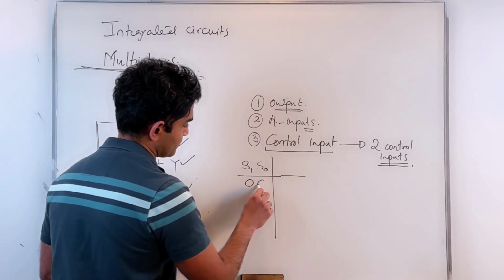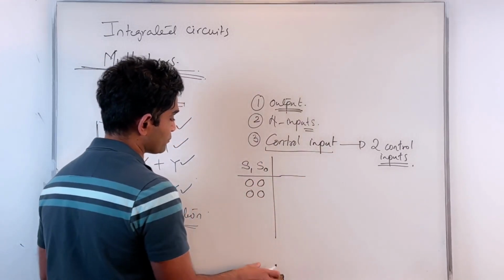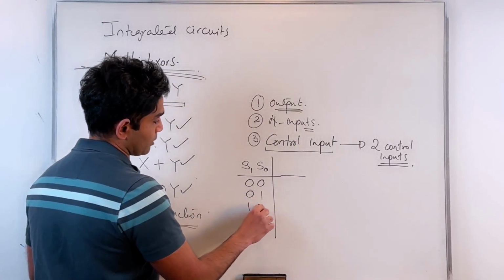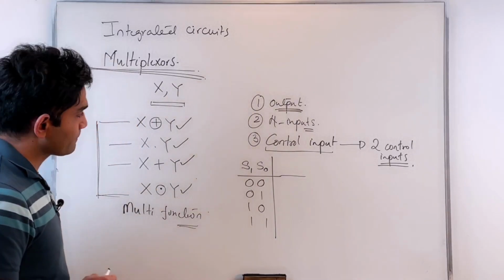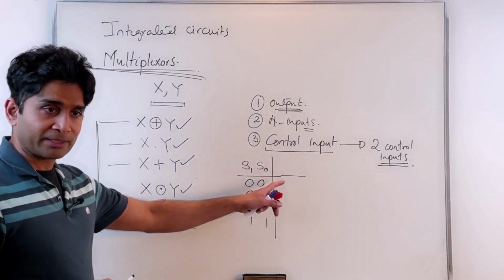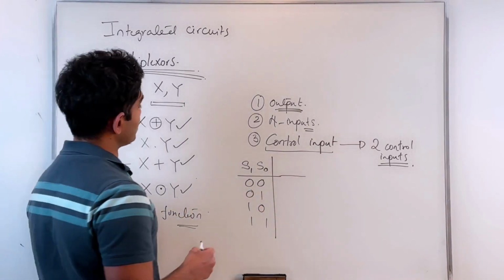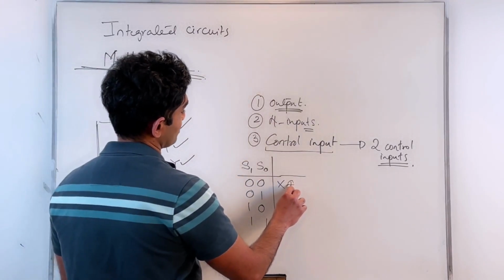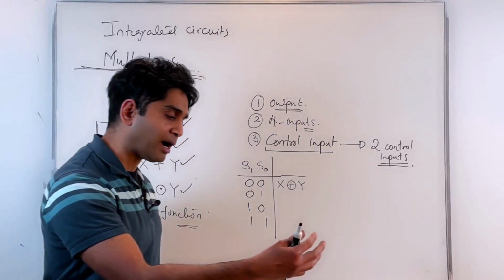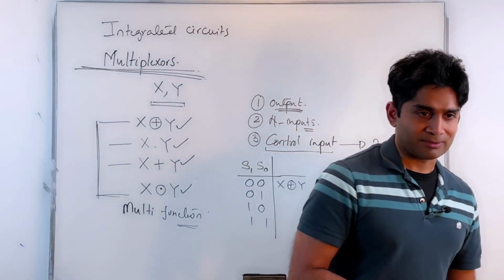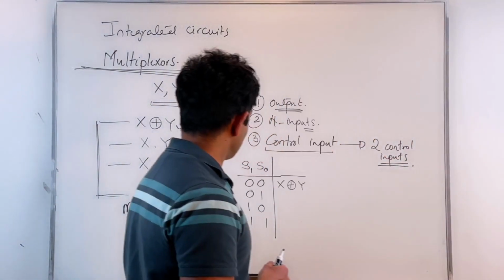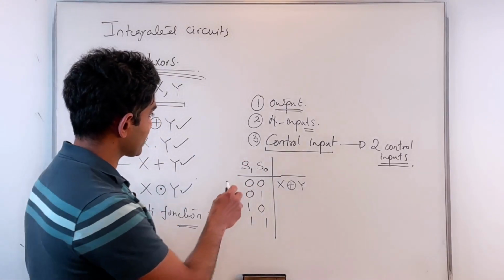And the possibilities are 0 0, 0 1, 1 0, 1 1. So let's say for the control input 0 0, when I apply it on the hardware, I would want the X or Y operation to be outputted. So I would like to configure the hardware as an XOR gate, as something that performs an XOR operation. Okay. When I apply a control input of 0 1, that's my control input.